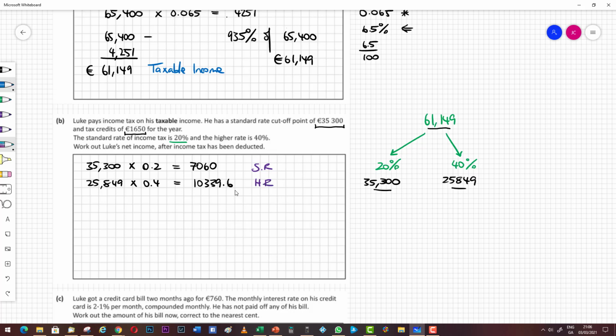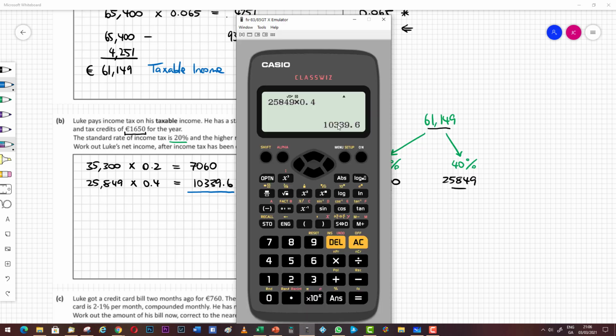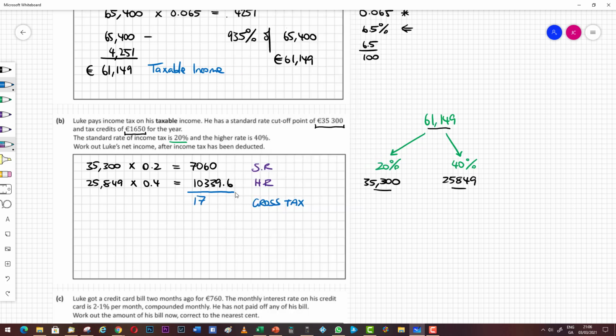We want the gross tax, and so we add these two together, and that will give us the gross tax, or we can call that the total tax. So let's go ahead and add 10,339.6 to 7,060, and we get that the gross tax is 17,399.6.